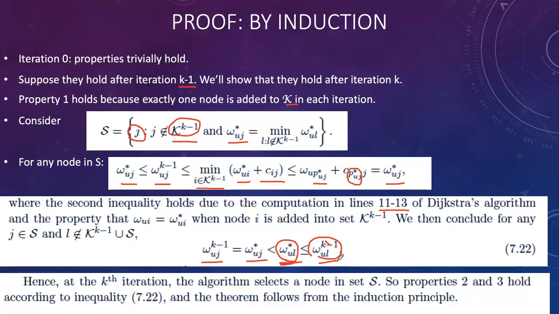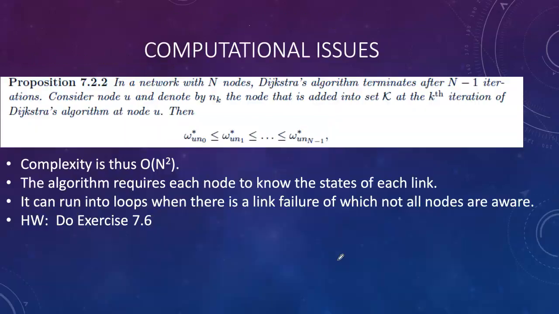So hence, at the kth iteration, the algorithm selects a node in set S into kappa, and once this node is included in kappa, it's there forever. Its cost is not going to be updated again. So properties 2 and 3 of the theorem follow from the induction principle.